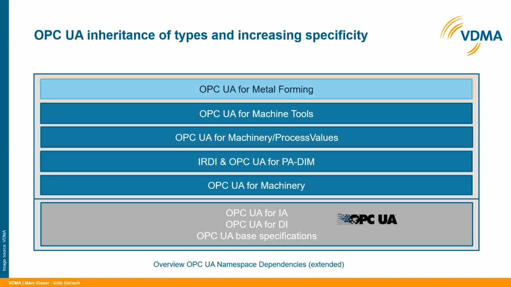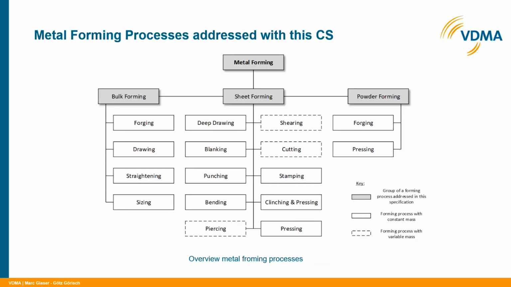So basically we started using the base specification. For sure we used DI, the device integration in industrial automation, and machinery. I told you that we are using the machinery process value, which inherits certain things from the OPC UA for PADIM, the process automation device information model, as well as machine tools. All these namespaces and companion specifications build upon each other, and the metal forming takes and reuses the best of what is needed in that regard. I hand over back to Mark, who will give you an overview of which processes in the metal forming industries we take into account.